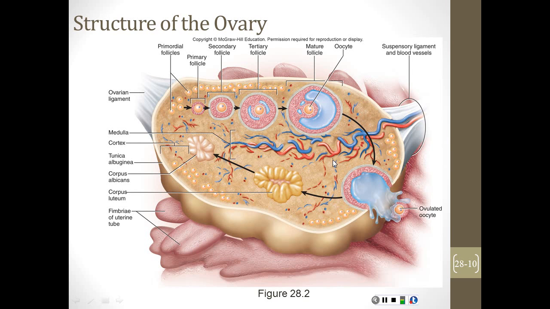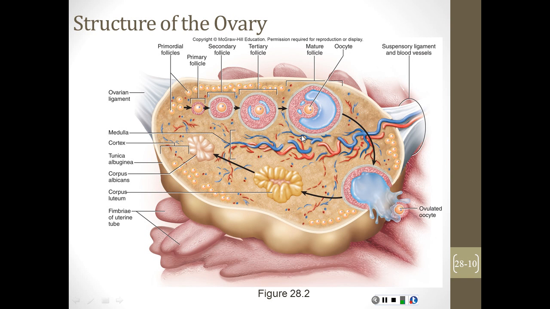Now, several types of follicles will coincide with different stages of maturation. With each maturing stage, you're going to have different types of follicles, which you see here in the name itself. You have a primordial follicle, your primary, your secondary, your tertiary, and you have a mature follicle. So the follicles all depend on what stage these eggs are going to be maturing.